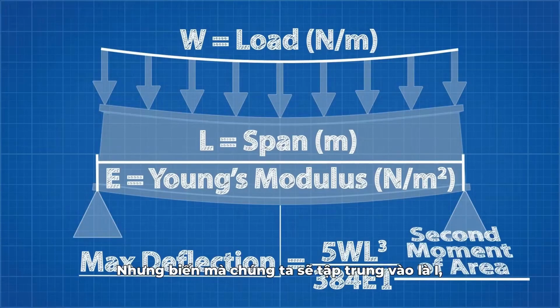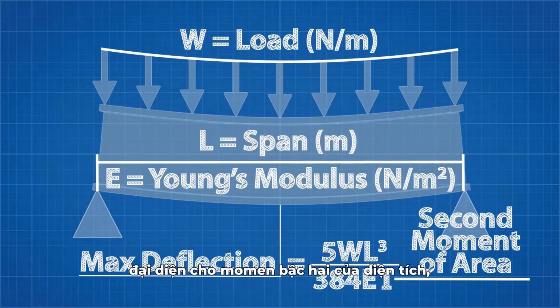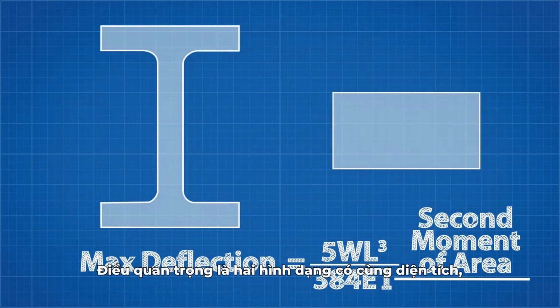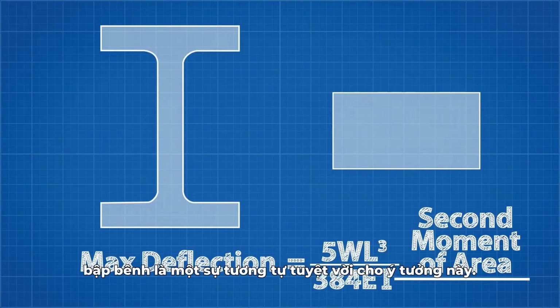But the variable we want to focus on is I, which represents the second moment of area, sometimes called the moment area of inertia. This describes the shape of the beam. More specifically, it describes how the material is distributed throughout the shape. These two shapes have the same area, but that area is distributed very differently, and that is very important.